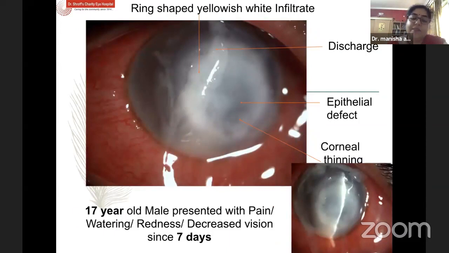So if you look at this 17-year-old male who presented with pain, watering, redness and diminution of vision since 7 days, we are very clear from the picture of the cornea that this patient is dealing with a grave infection of the central part of the cornea with discharge present. There is an overhanging edge, and look at this ring-shaped infiltrate. So how do we go about treating this patient?